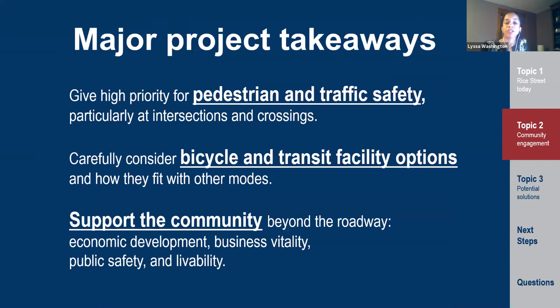So far, the major takeaways we've gotten were to give high priority to pedestrian and traffic safety, particularly at intersections and crossings. I think we've heard that in all of the groups. To carefully consider bicycle and transit facility options and how they fit with other modes, so really making this a very useful corridor for all types of travelers. And then supporting the community beyond the roadway with economic development, business vitality, public safety, and livability.